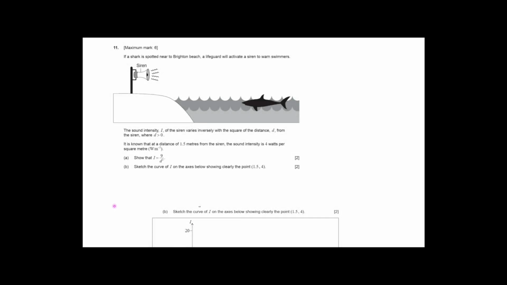All right, getting towards the end. So we're told that a shark is spotted near Brighton Beach. There's lots of Brighton beaches around the world. A lifeguard will activate a siren towards the swimmers.